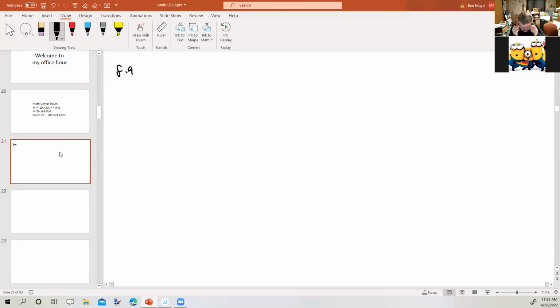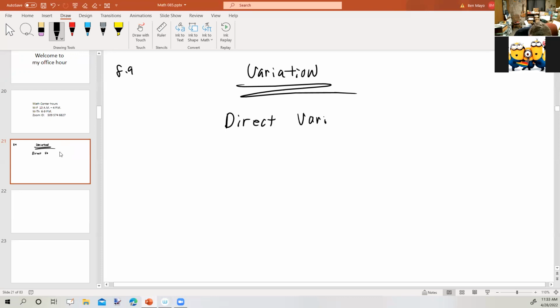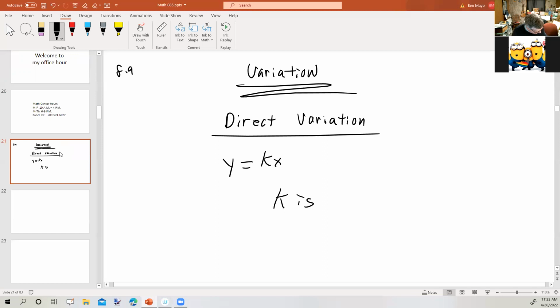We're going to deal with what is called variation. We're going to look at three kinds of variation today. The first kind is called direct variation. A general form for it is y equals kx. K is known as the variation constant, or the constant of variation, or the constant of proportionality. I'm just going to call it the variation constant.